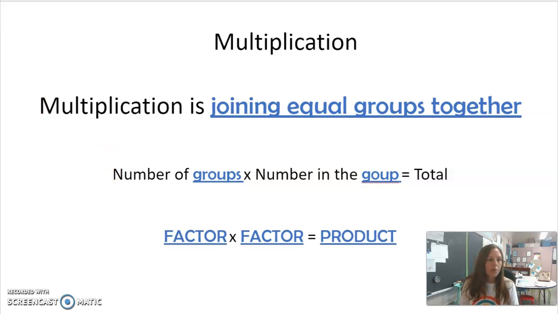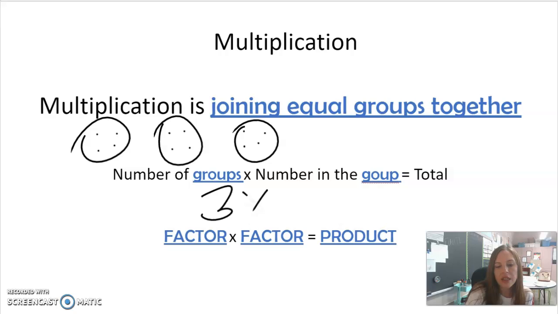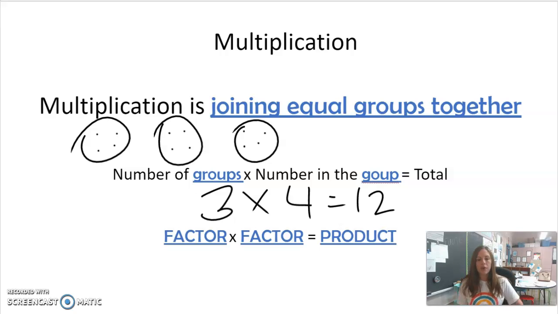So let's say, for example, I have 3 groups. In each group, I have 4 dots. That is the same thing as my number of groups, 3, times the number in the group, 4. What are the total number of dots I have? 3 times 4, 12. And remember our vocabulary terms. Factor times factor equals product.